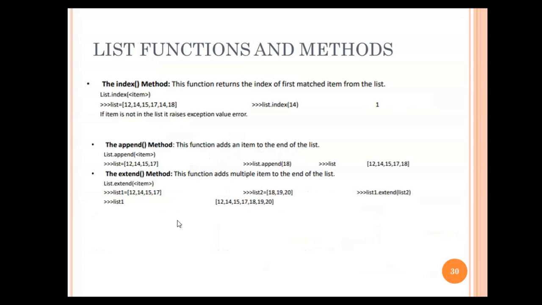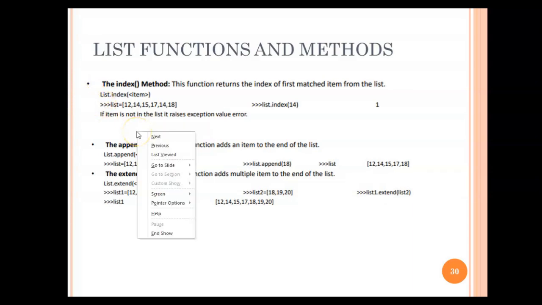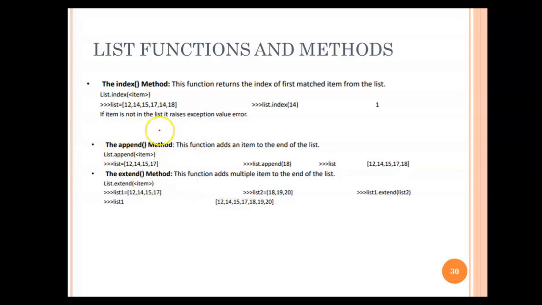Now moving to the next part, we have the list functions and methods here. So the first one is the index method. The index method is used to find the index of a particular element in a list, and if the element you are looking for, whose index value you are searching for, is not there in the list, it is going to raise an error.